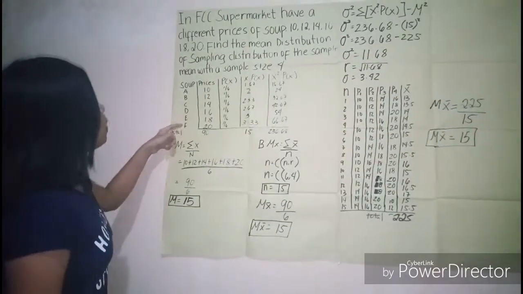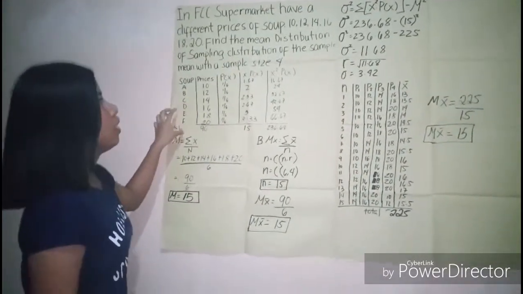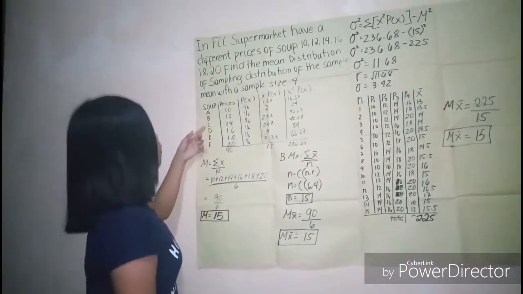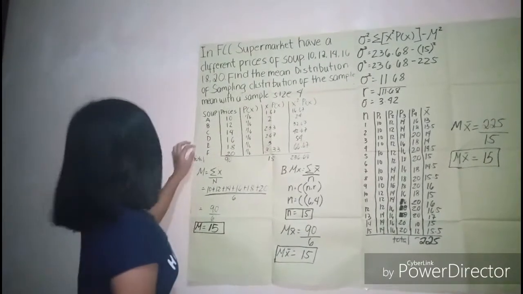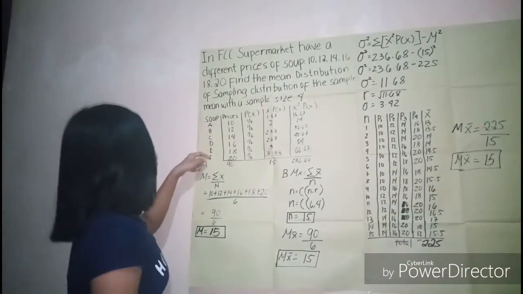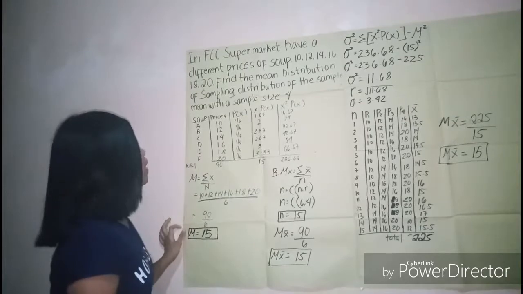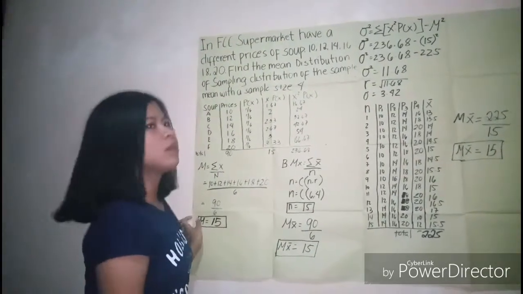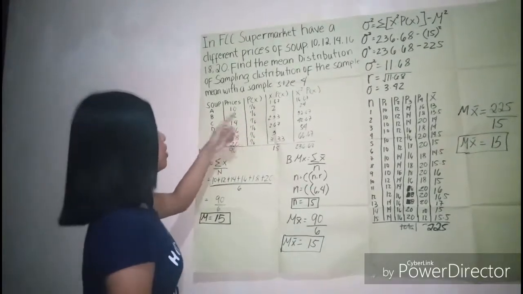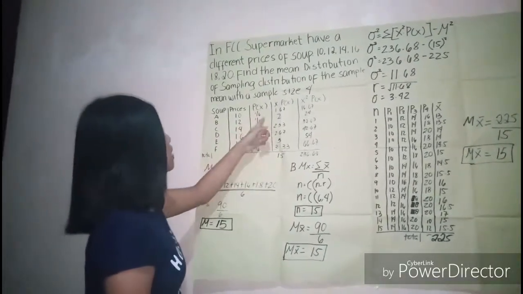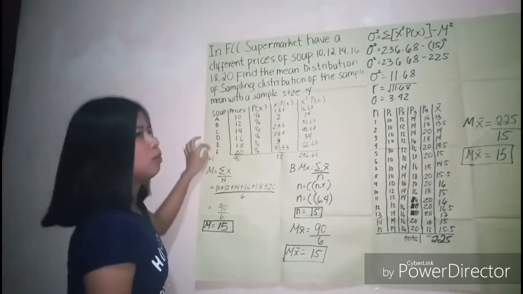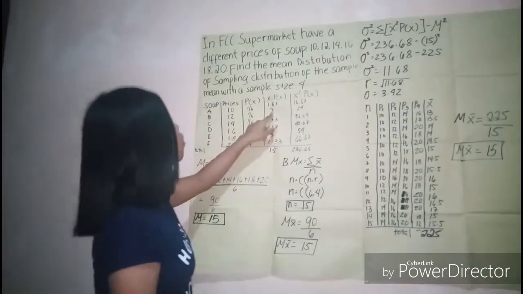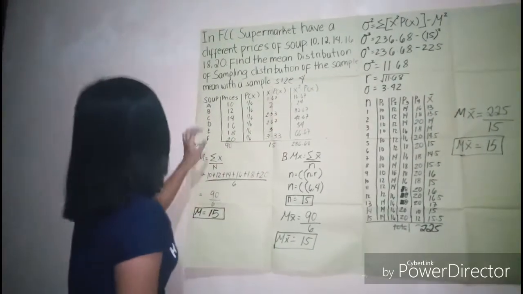So, these are the soaps. Then the prices are 10, 12, 14, 16, 18, 20. Then the P of X is there. Then the 6 is your sample. X and P of X. How do we get X times P of X?